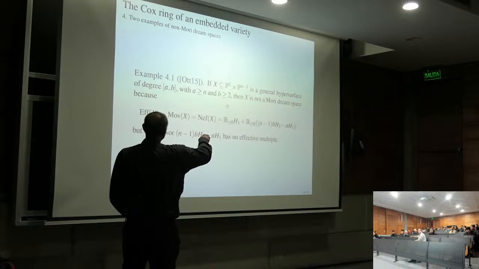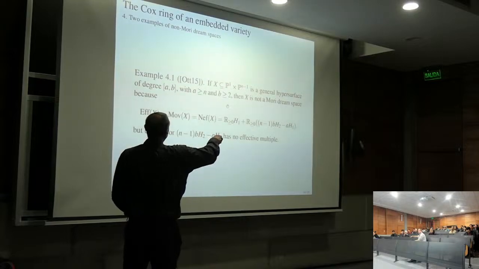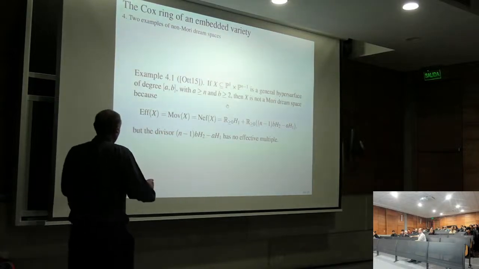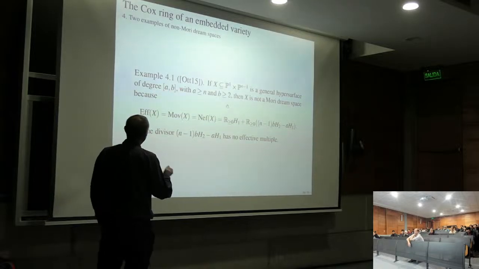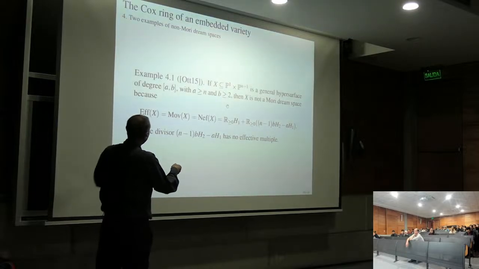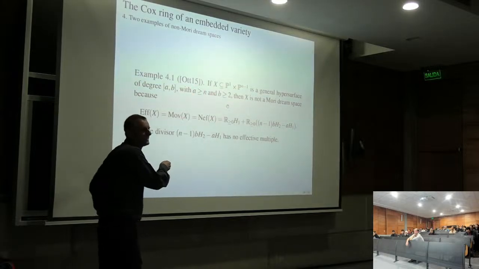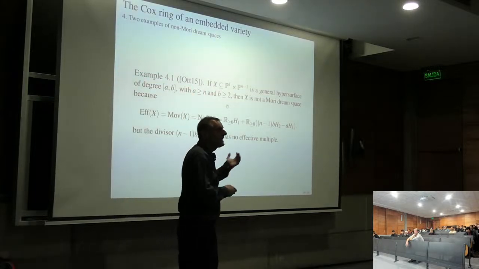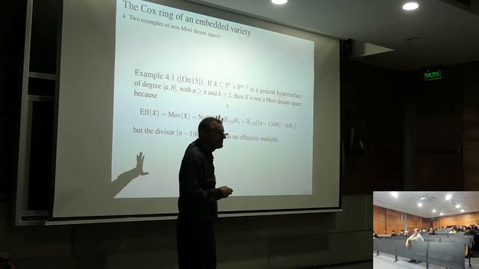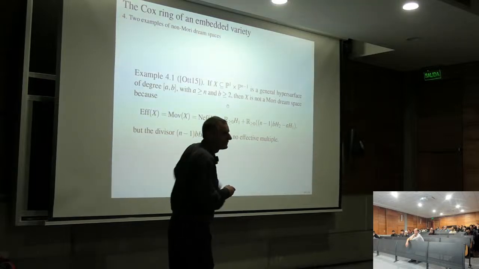So X is a general hypersurface of degree (A, B) in P1 times P^(n-1), and as I told you before, when you have two variables of the same degree, there is no condition on B, but we have this condition on A. A, in this case, must be less than or equal to n minus 1. In this case, the Cox ring is a complete intersection.